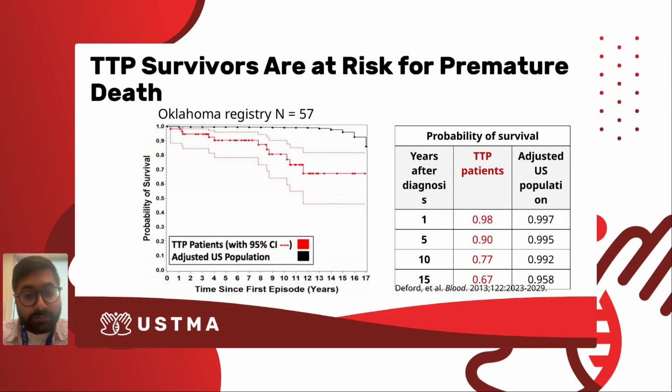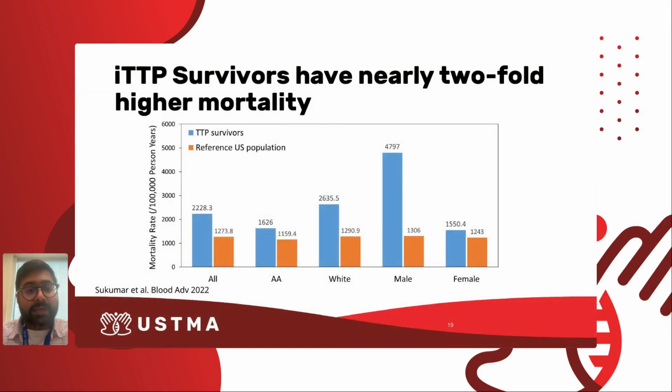TTP survivors are also at risk for premature death, and we can see that the overall cause of mortality increases as time goes on in a TTP cohort compared to the adjusted US population, in the black compared to the red graph. When we examined causes of death in TTP survivors, and again, these are causes of death during clinical remission, when the patients are otherwise healthy without issues, we notice a twofold higher increased mortality in our patients compared to the reference US population here in the orange.